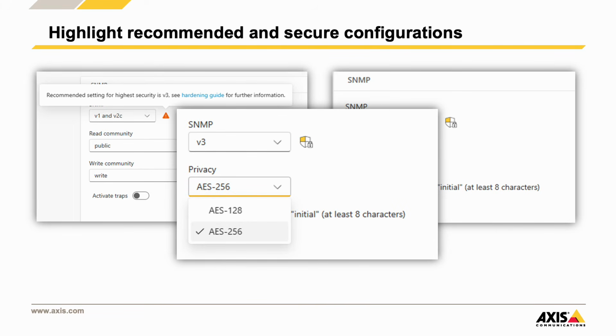Lastly, for SNMP v3, we now support AES 256 encryption for privacy. This provides a higher level of security for SNMP v3 communications, ensuring that the data is better protected.